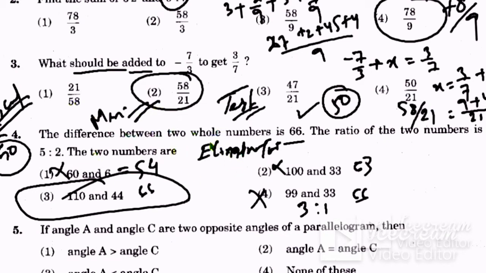And what is the basic method? So I will help you to find it by the basic method also. Basic method is that the difference is 66. So the first number is x and the other number is x minus 66. That's why the first number is x and the other number is x minus 66, and this is equal to 5 by 2, because the ratio between them is 5:2.